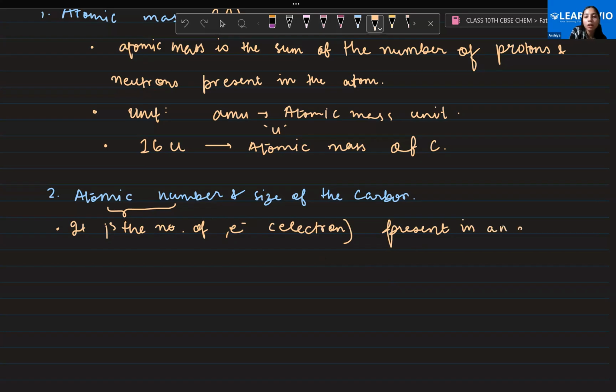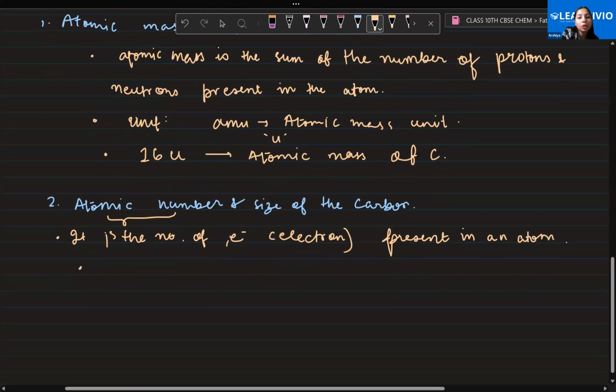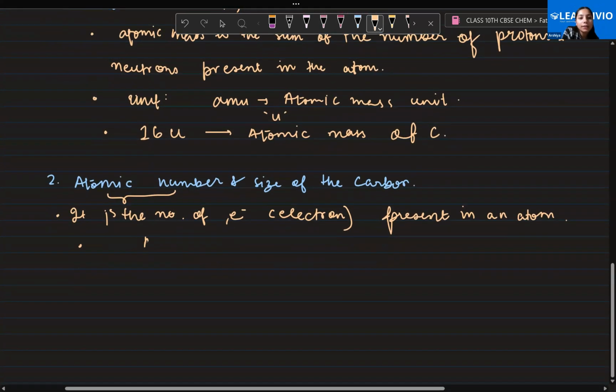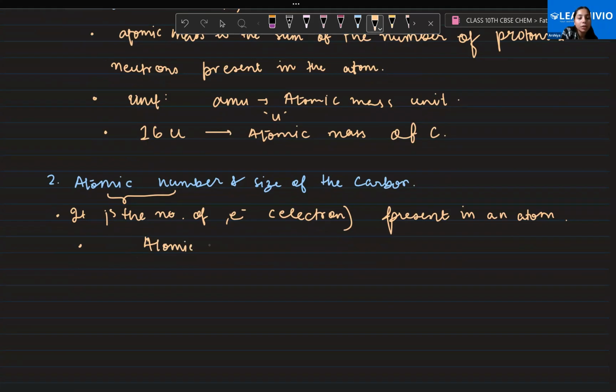How much did I mention about carbon? What is the atomic number? 6. How much? 6. Yes. So there are 6. And this was represented as A, atomic mass. The atomic number is represented as Z. So atomic number is represented as Z, and for carbon it's 6.